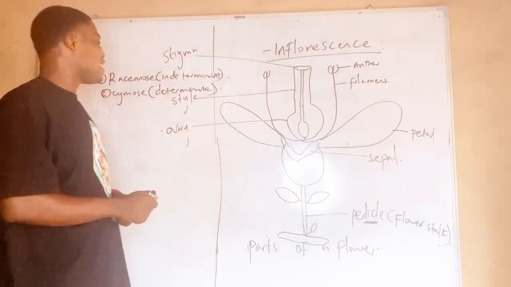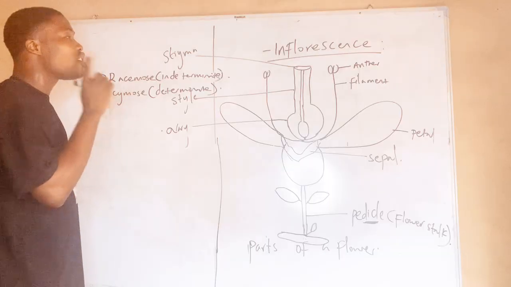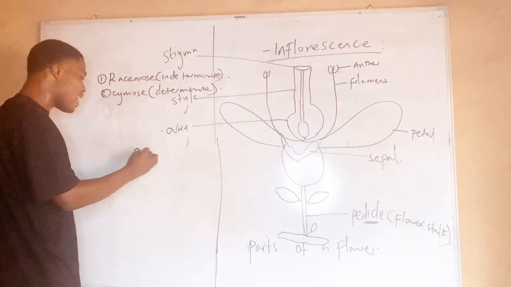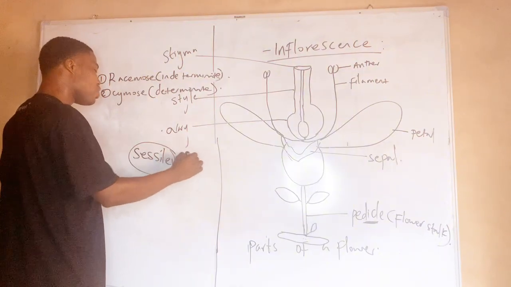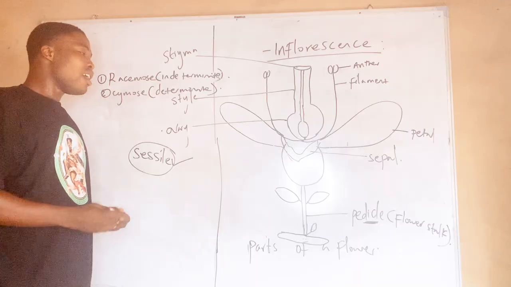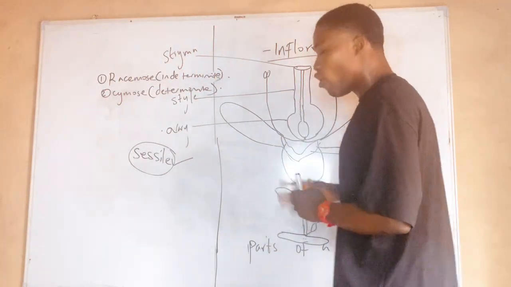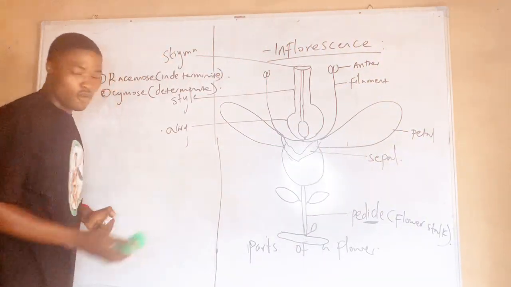Now, it should be noted that flowers that lack a flower stalk are said to be sessile. So any flower that lacks a flower stalk is said to be sessile. Now, the flower has basically 4 parts. So any part you don't see is not usually part of the flower. The flower has 4 parts.